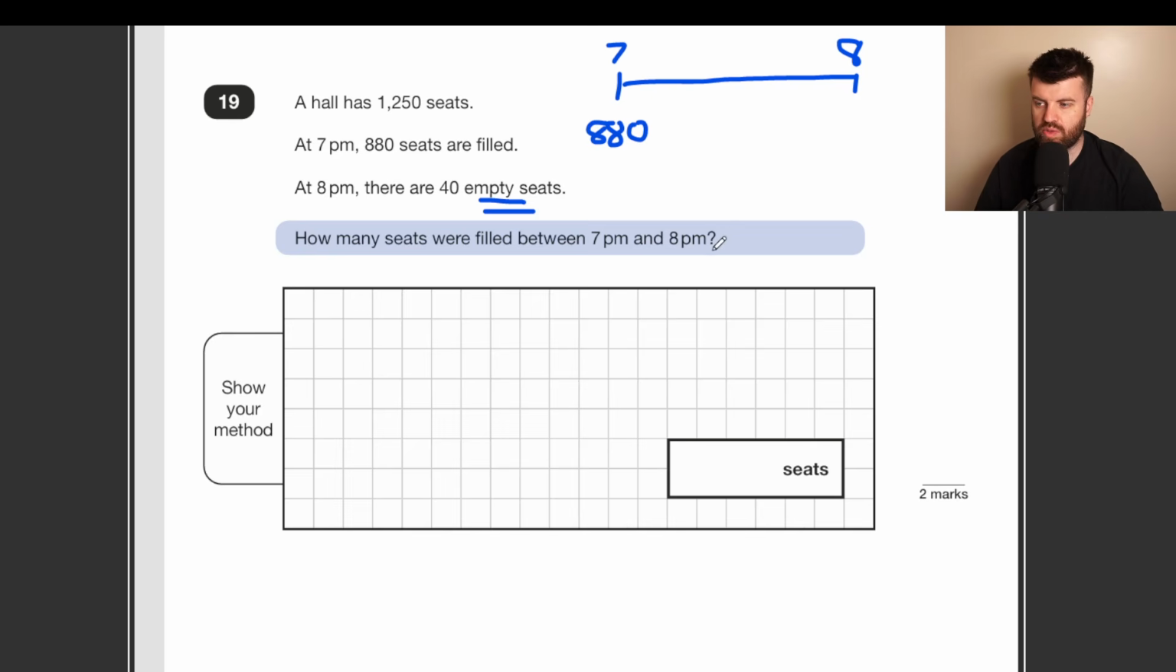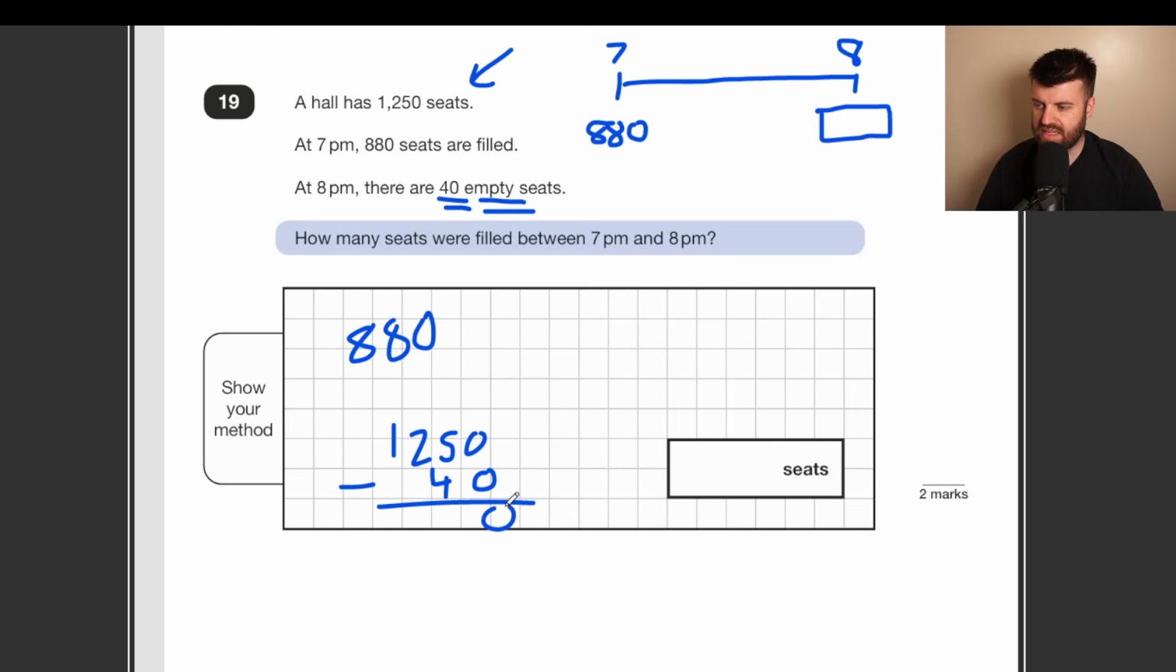How many seats were filled between 7 and 8? Well, we know 880 were filled at the start, so that's given to us. Thank you. Geez, one thing at least. So we need to figure out how many seats were filled at 8. And then we can do that quite simply. If the hall has 1,250 seats and 40 are empty, we're going to do 1,250, take away the empty seats, which is 40, and we're left with how many seats are filled at 8, which is 1,210.